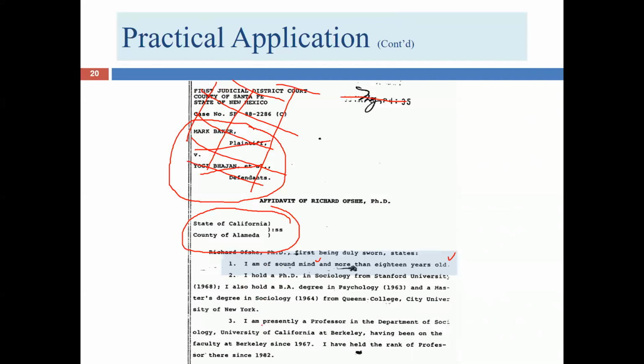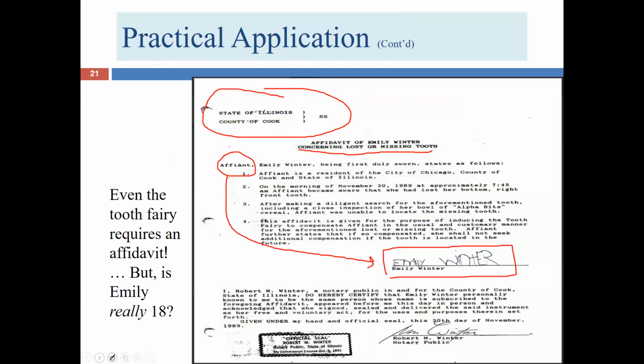I hold a PhD. I am presently. But when we have Emily, we have it in the third person. Both you will see from time to time. The first person I think is more preferred, at least in our part of the country, but this works too. So we have affiant as a resident of the city of Chicago, county of Cook, and state of Illinois. Missing that final comma there.